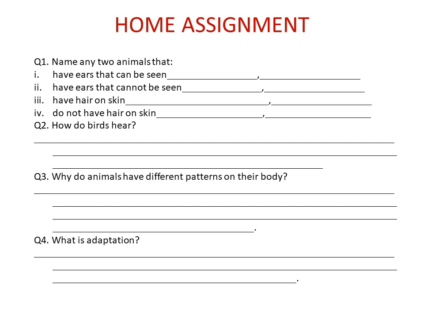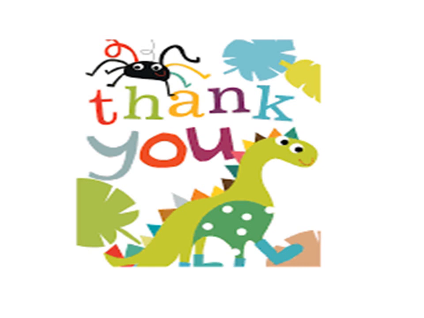Now, home assignment for you all, you'll have to answer all these questions. The first one is, name any two animals that have ears that can be seen. Then two animals that have ears that cannot be seen. Have hair on skin, do not have hair on skin. Then question number 2, how do birds hear? Question number 3, why do animals have different patterns on their body? And the last question, what is adaptation?